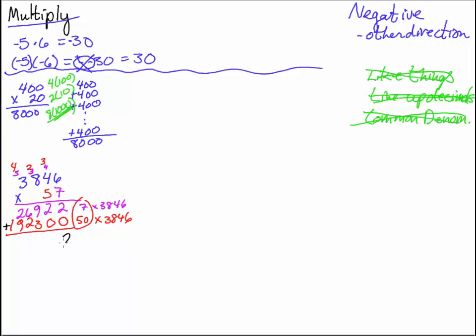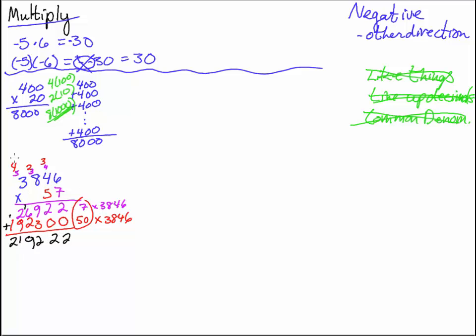So we add and we get 2, 2, 9 plus 3 is 12. Carry that little 1 there. 1 plus 6 plus 2 is 9. 2 plus 9 is 11. And there we have it. 219,222. There we go.